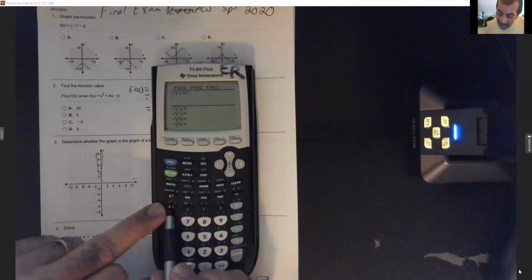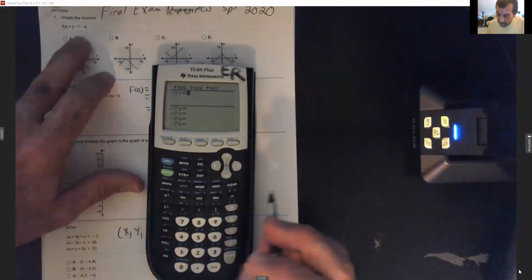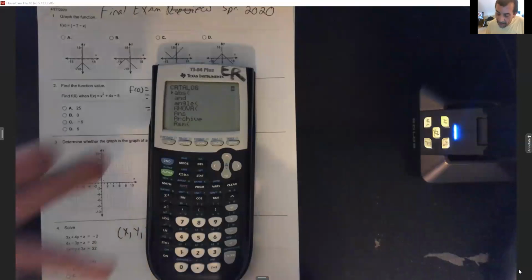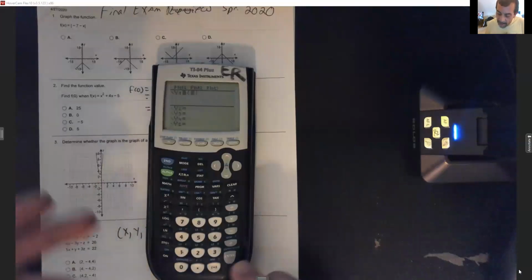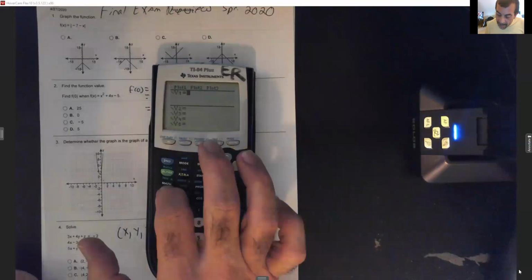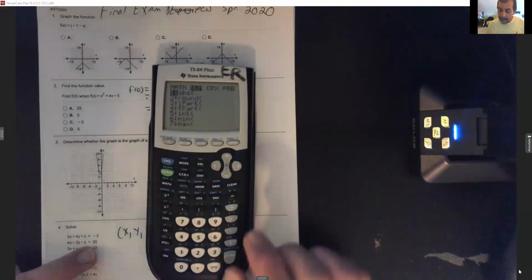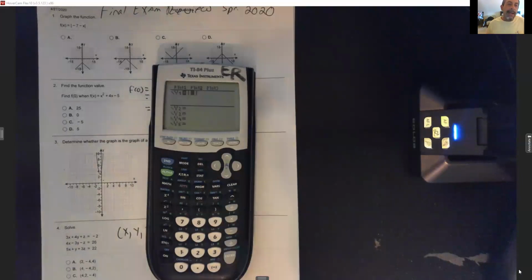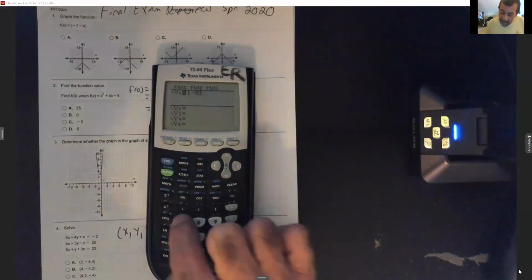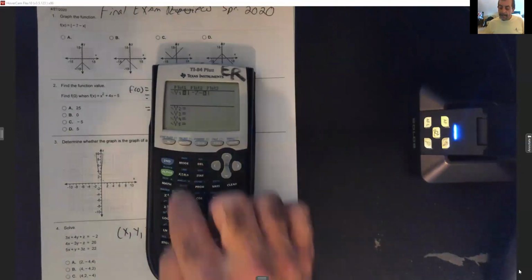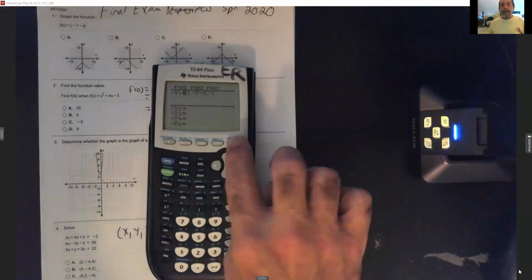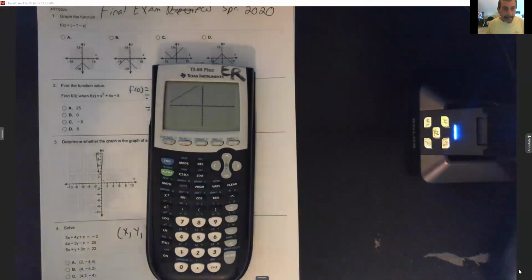But on the absolute value, I went second catalog, member, and I brought that up and hit enter. Well, I'm going to show you the other way. The other way is to hit math, go to number, and the first thing you see is ABS, and hit enter, and it gives you the absolute value bars, okay? So either way, and then I did what? A to the 7 minus my X. Either way, you're going to get that graph.